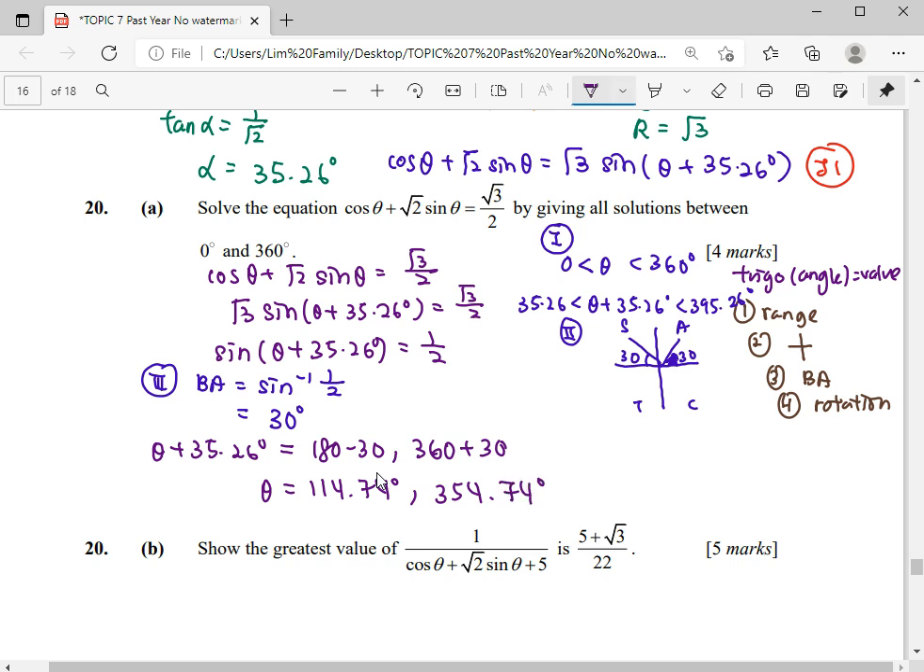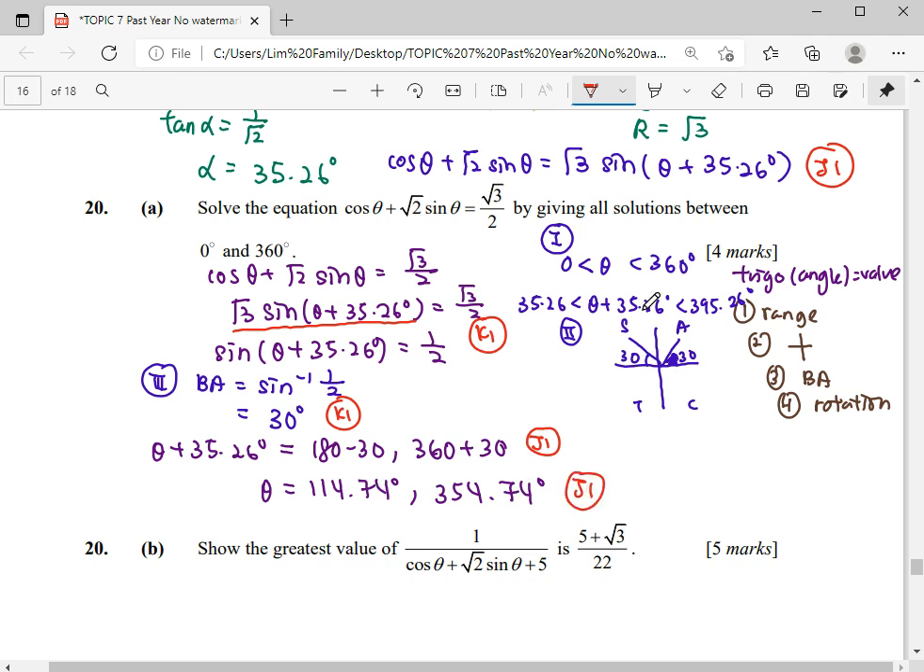So this is how we do our solving. The important thing here is the first one: we use the expression from the single trigo to answer our equation. That will be our first mark. Then the basic angle is 1 mark. And then the rotation into the correct quadrant is 1 mark, and simplifying back the data.